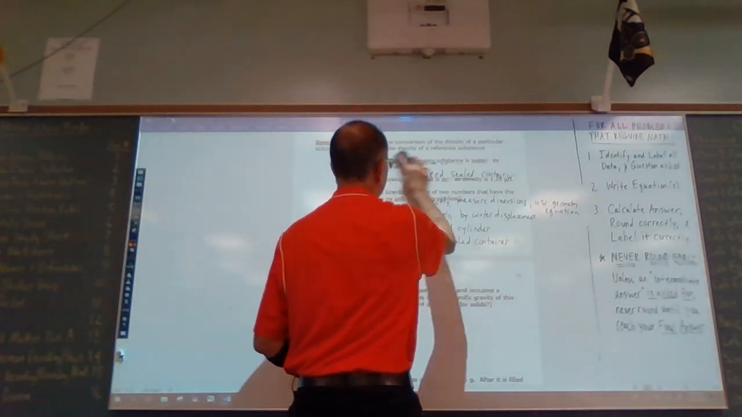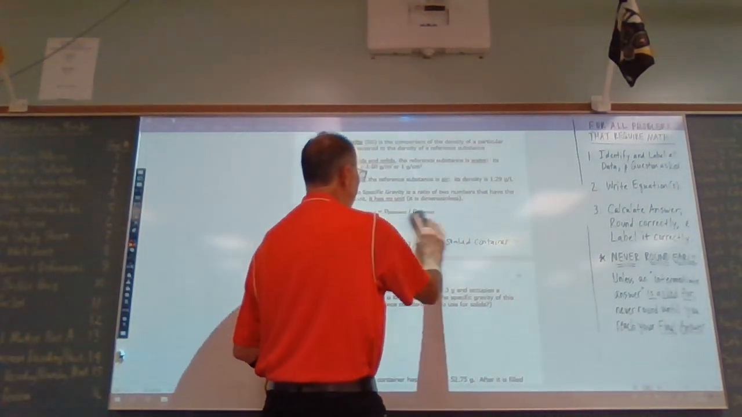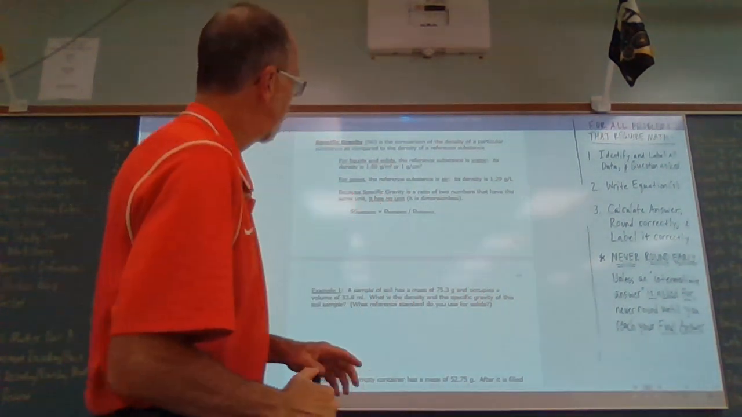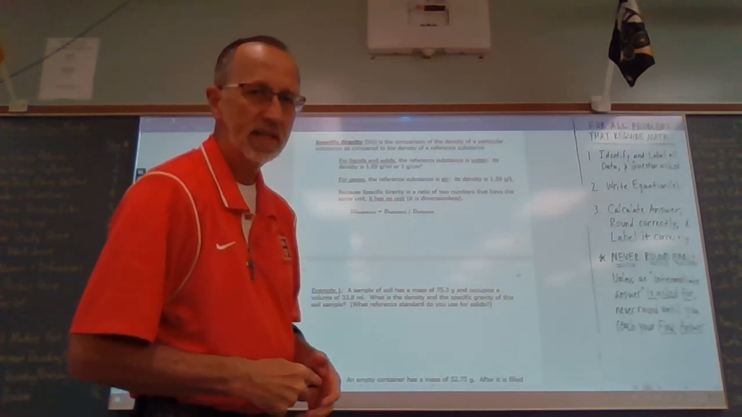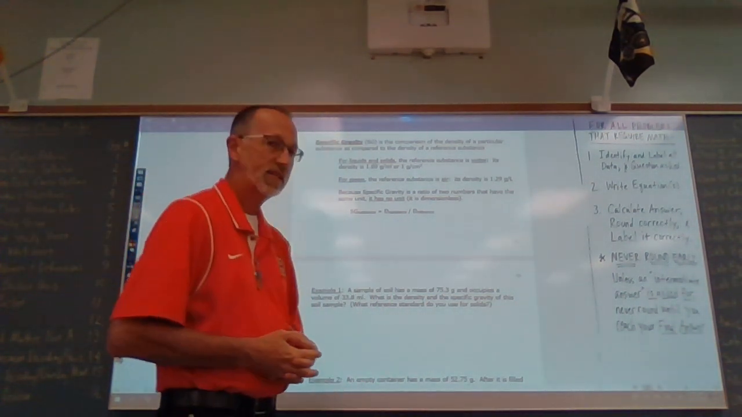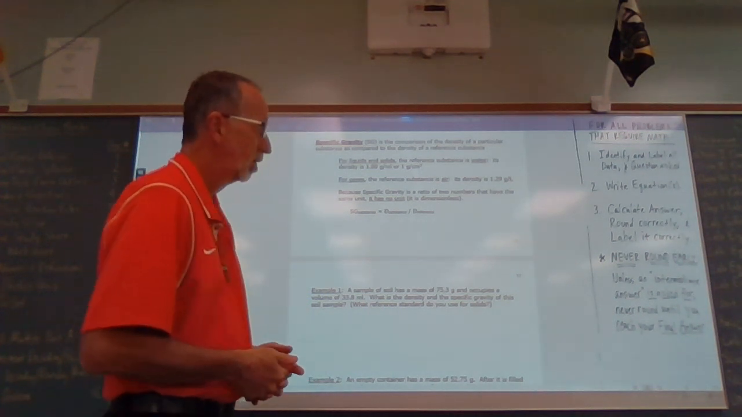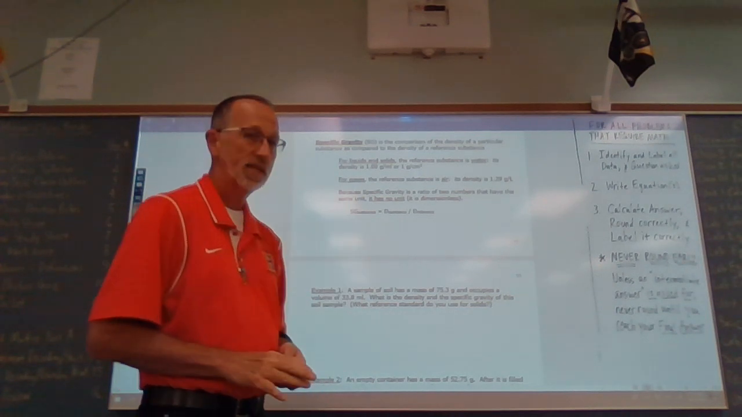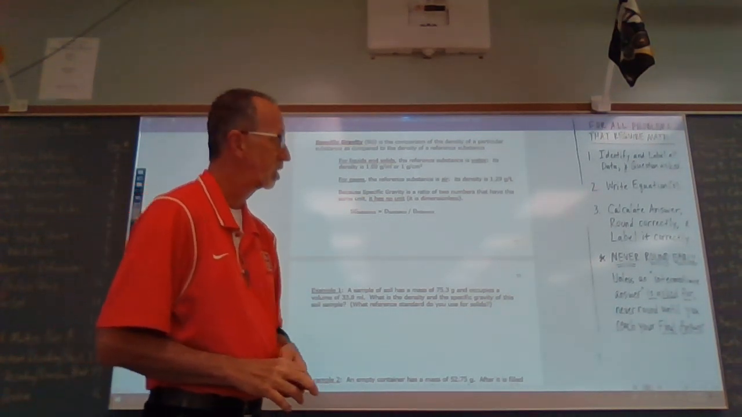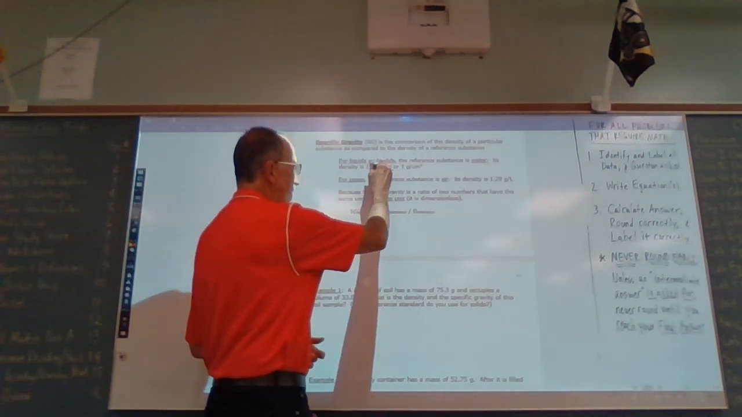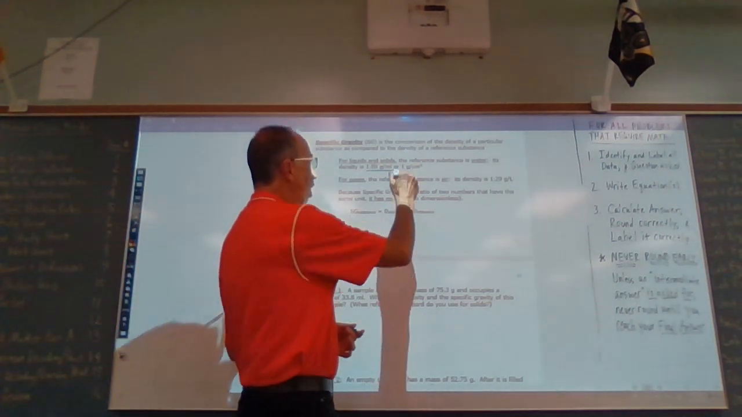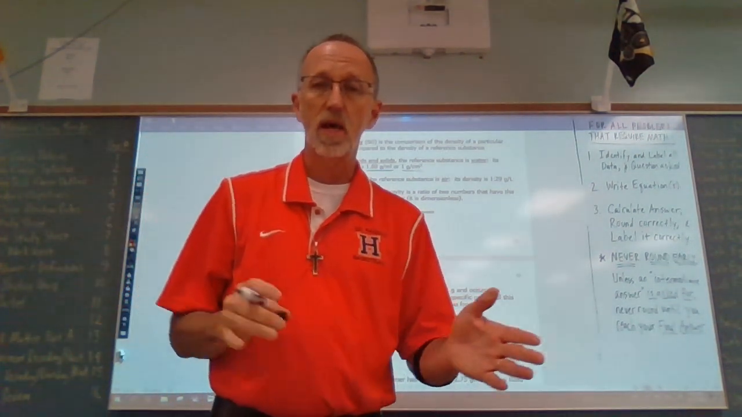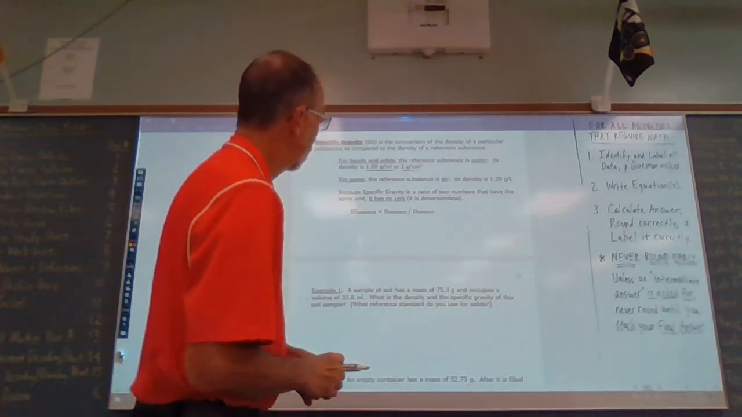Now, I want to introduce a term that perhaps you have heard in some other science classes, perhaps you have not. This is specific gravity. So specific gravity is basically a comparison of the density of a particular substance as compared to the density of a reference substance. For liquids and solids, we use water as the reference substance. Water, of course, has a density of 1.00 grams per ml or 1.00 grams per centimeter cubed. Again, an ml and a centimeter cubed are equal measures of volume.